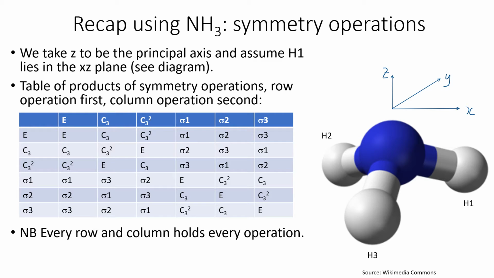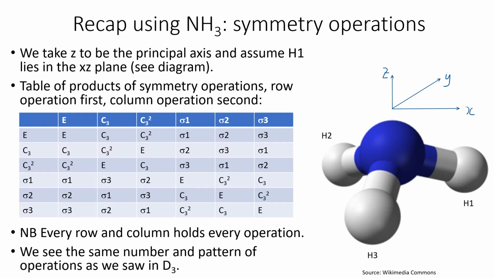And then likewise, you can go down any column, and you can see any column holds all of the operations just once. And so this is a particular characteristic of these groups that we come across in the most abstract sense. Each row and each column holds every operation once. So it's a bit like a Sudoku, really.